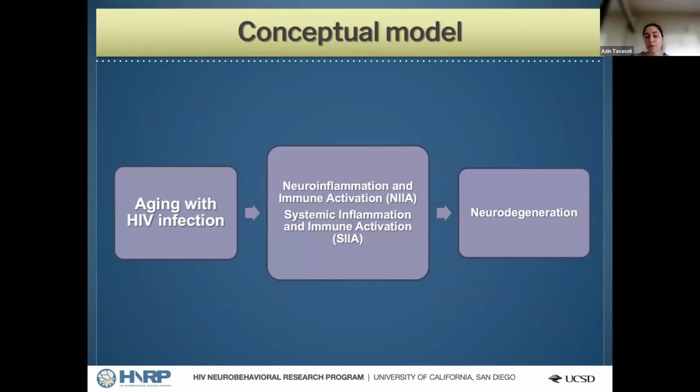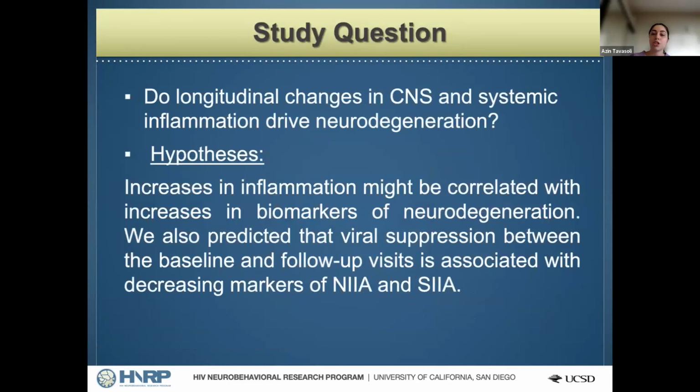So aging with HIV infection can cause neuroinflammation and immune activation, and systemic inflammation and immune activation, which can drive neurodegeneration. There are several cross-sectional studies that found that changes in CNS and systemic inflammation can cause neurodegeneration. But we want to know whether longitudinal changes of these biomarkers can cause neurodegeneration. So we hypothesize that increasing inflammatory biomarkers might be correlated with increasing biomarkers of neurodegeneration. And we also predicted that viral suppression between the baseline and follow-up visit is associated with a decrease in markers of neuroinflammation and systemic inflammation.